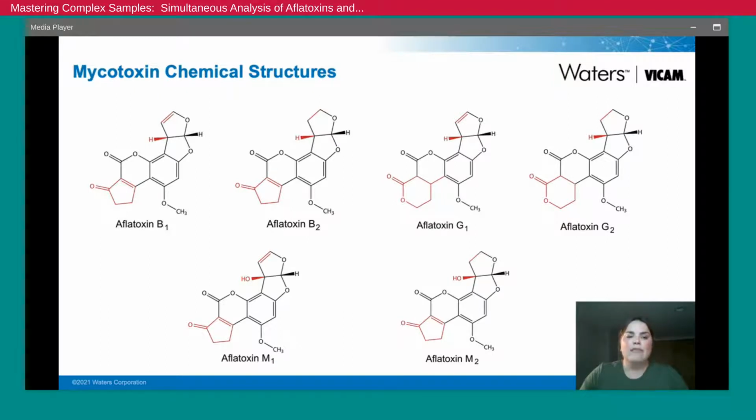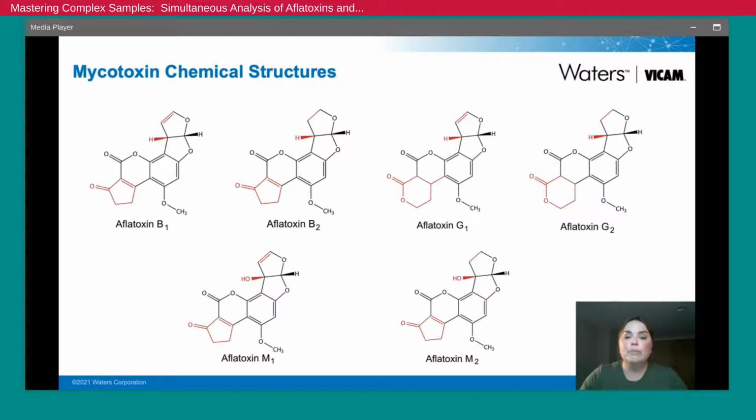Lastly, we have the mycotoxin chemical structures for aflatoxins listed below. As you can see, aflatoxin B1, B2, G1, G2, M1, and M2, which is the primary focus of the immunoaffinity column that I will be discussing today.